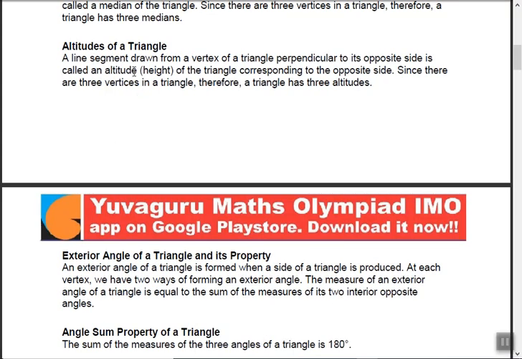So definitely every triangle will have three altitudes because three sides. Okay. One important point regarding altitudes. An altitude can be outside the triangle also, because this happens in an obtuse angle triangle. Okay, the altitude goes outside the triangle.